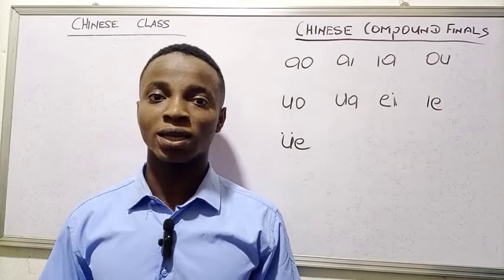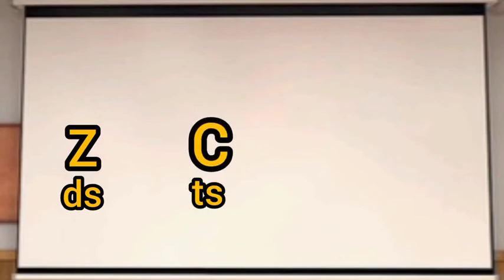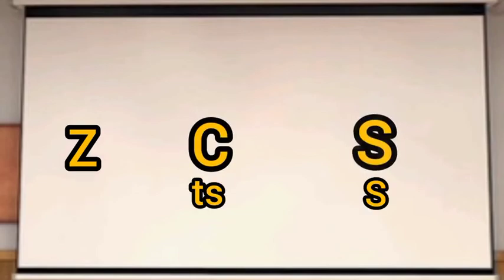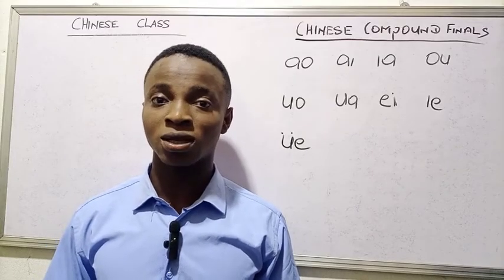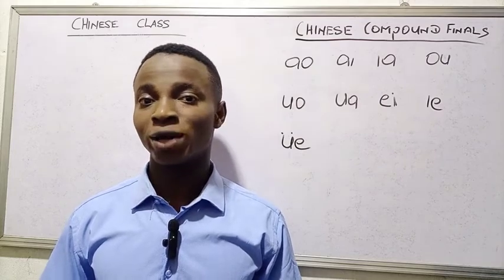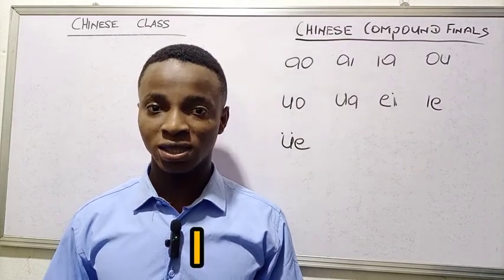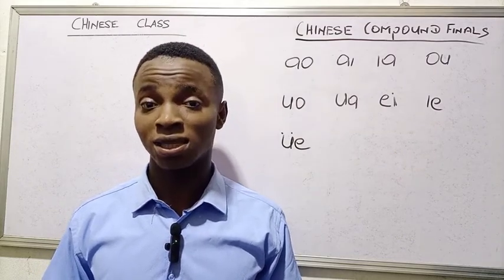The first one is z. Second one c, and the last one s. I will say that these initials without finals cannot be sounded out. So we add e to these three initials and see how they can be sounded.